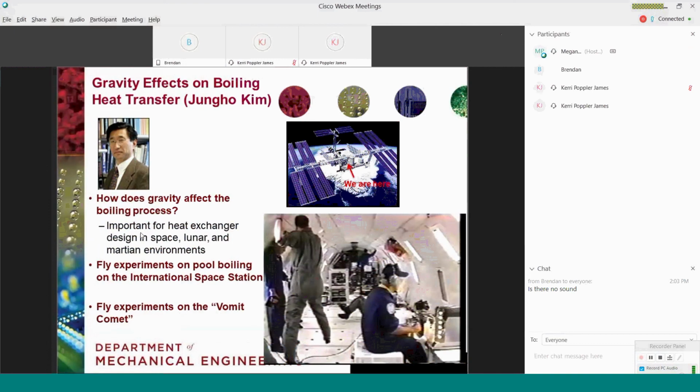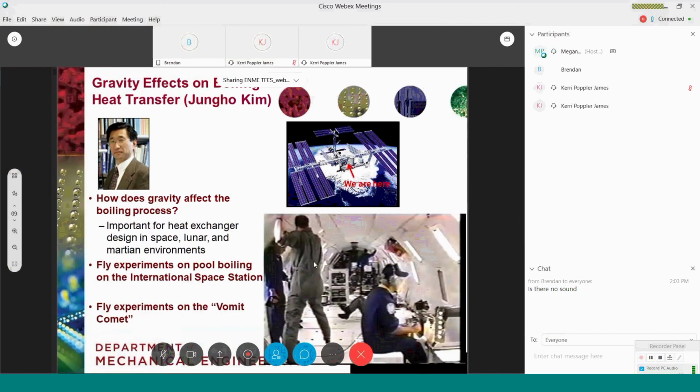If you go in the kitchen and you boil a pot of water, you can see the bubbles coming off the bottom, and they rise because of buoyancy. But if there were no gravity, they might not rise. They might stay on the surface, and that will dramatically change how the boiling occurs. So he's had experiments up on the space station and also on what's called the Vomit Comet, which is a fun movie if you can see it.